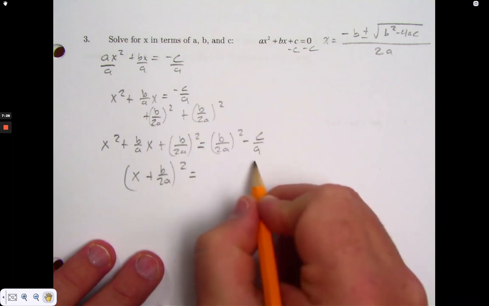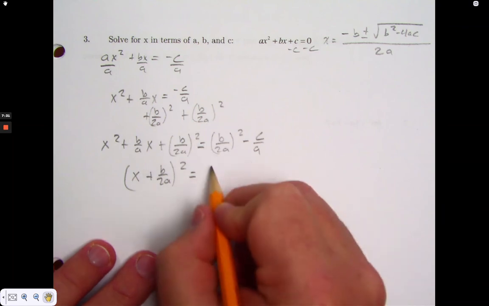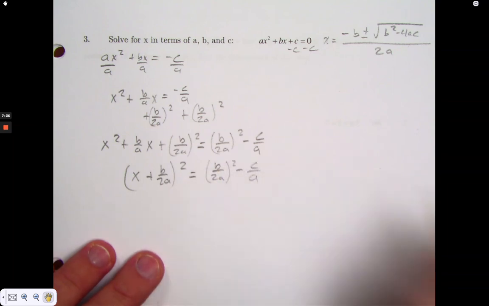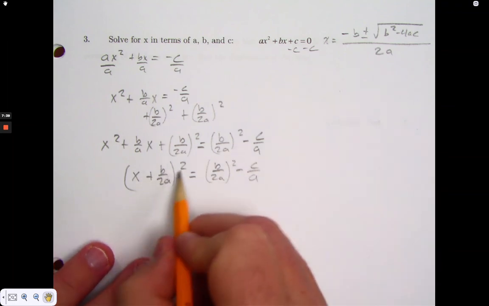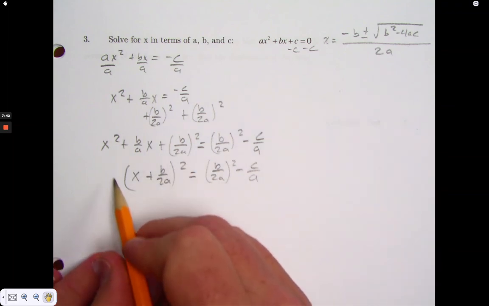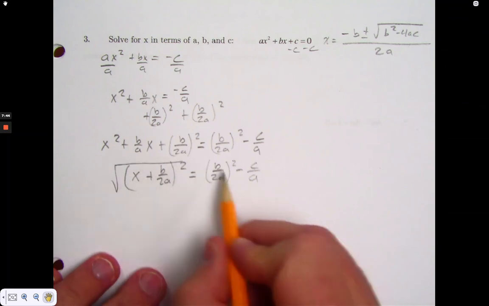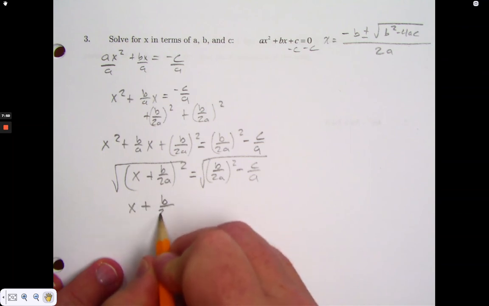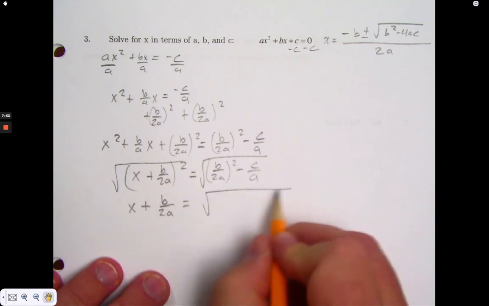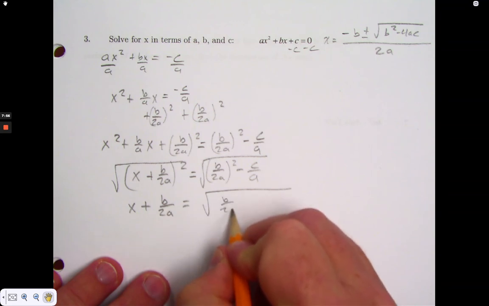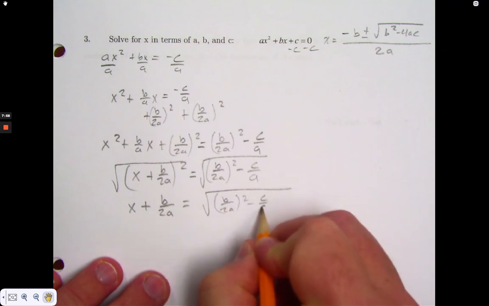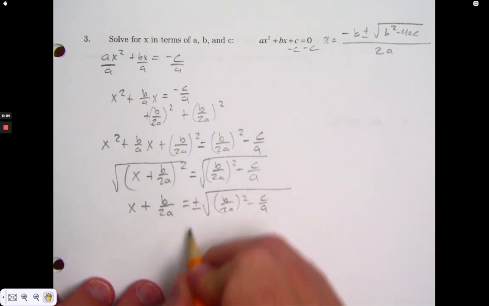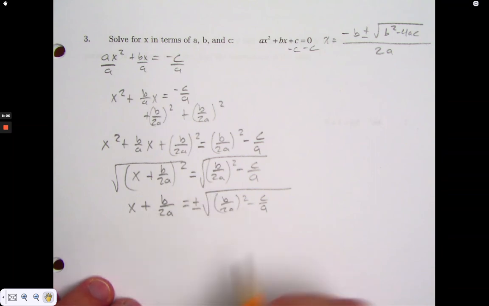Okay, and then on this other side, we're just going to be left with this b over 2a squared minus c over a. Since this is squared now, we can take the square root of both sides, and that gives us that x plus b over 2a equals the square root of b over 2a squared minus c over a. And at this point, that became plus or minus because we took the square root.